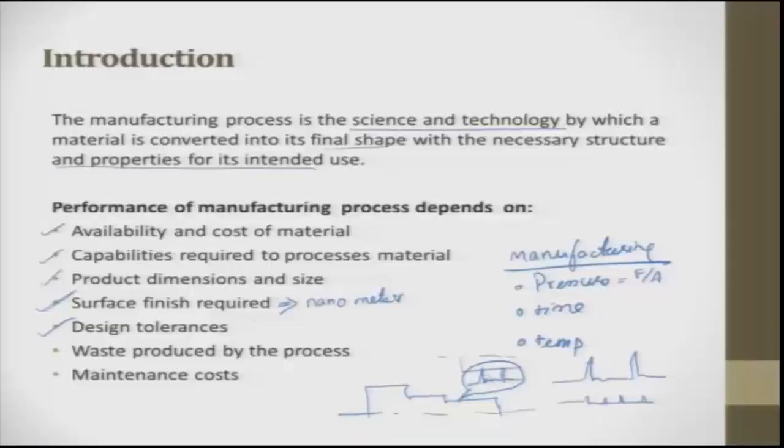So, you will have a basic size, maybe 20 millimeter plus or minus 0.1 millimeter, I say. Here I officially give you a small variation on the basic size, saying that you can't exactly make this. This is called tolerance. This tolerance dictates the process, or looking at the tolerance, you have to choose processes. That is what is called design tolerance. Then the waste produced by the process is also very important. Today, we talk about sustainable manufacturing.